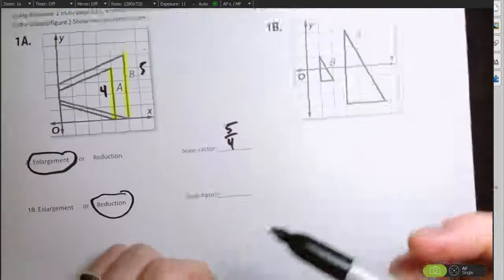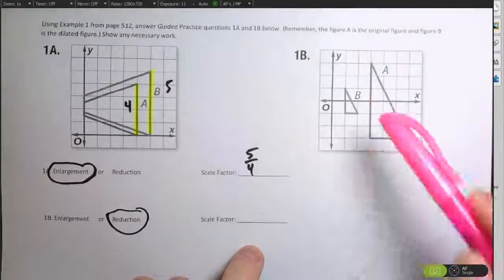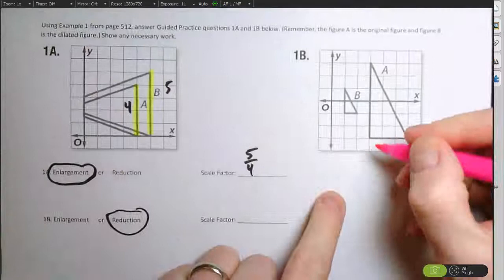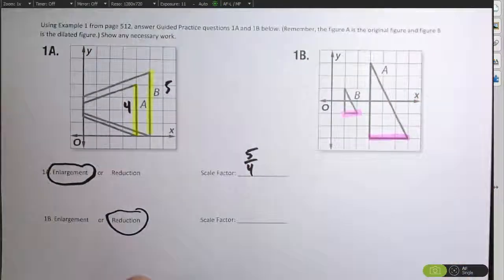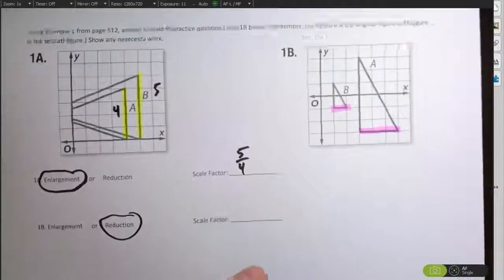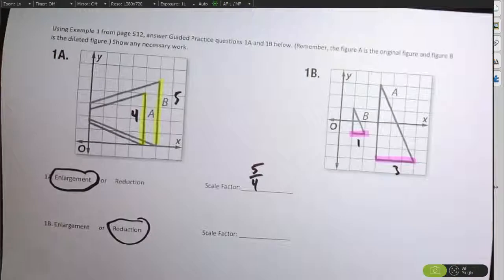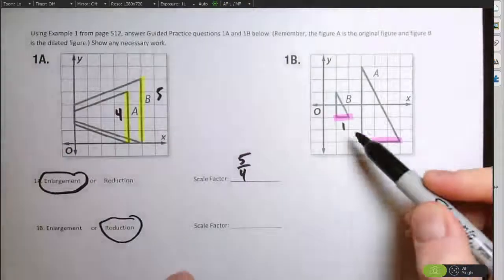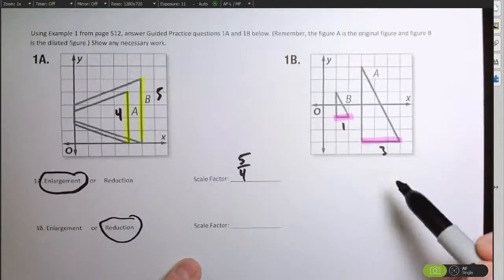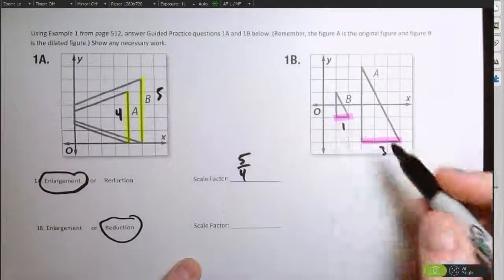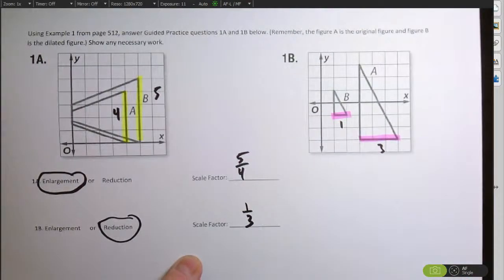Well, again, what you need to do is compare two sides you can easily find the lengths of, and really the two vertical and horizontal sides are pretty easy to do. Let's just do the horizontal for the sake of being different from the last one. This guy's 3, this guy's 1. So this is 3 for the original length, 1 for the new length. Now remember, scale factor is new over old, image over pre-image, dilated over original. So it is 1/3. That's our scale factor.